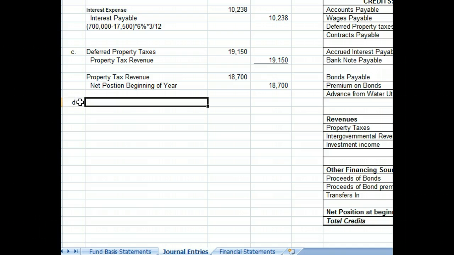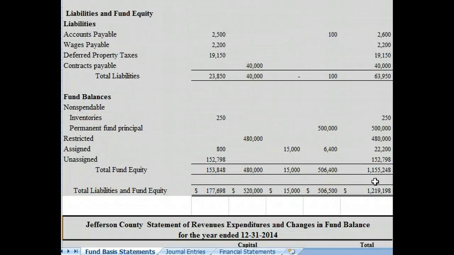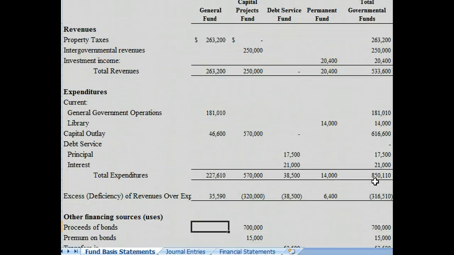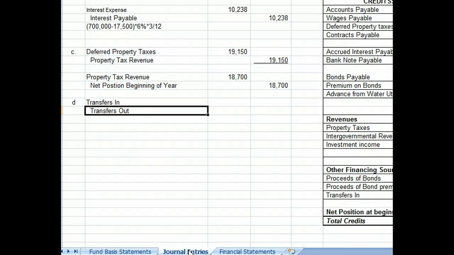Okay, so let's go to D. Let's do our transfers in. Since transfers in are like revenue, we're going to debit them, and transfers out are like expenditures, so we're going to credit them. If we go to our fund basis financial statements, we should be able to find our transfers in and transfers out. There's your 53,500. There's your transfer in, and then these two together here are your transfers out. So we are going to be eliminating those interfund transfers. That's what you're doing in D.